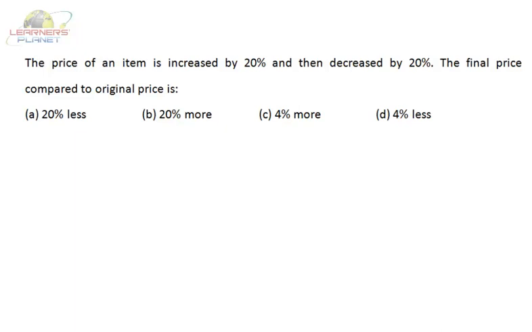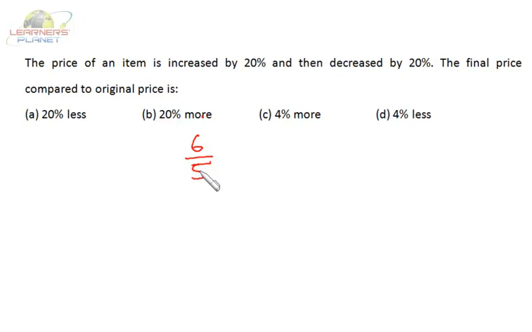The price of an item is increased by 20%, then decreased by 20%. What is the final price as compared to the original price? Friends, let's do some mental exercise. Price of an item is increased by 20%. That means the price of the item is getting 120% of its original price. Now what is 120%? It is actually 6 by 5. So first of all, the price is getting 6 by 5.